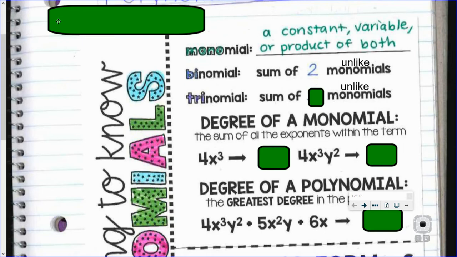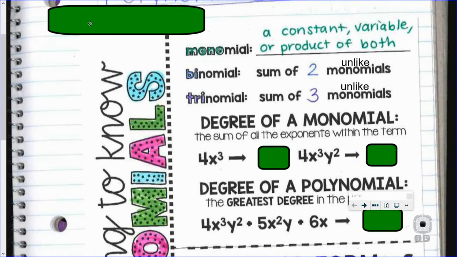So if two terms is a binomial, three terms is a trinomial. So we can define that by saying the sum of two unlike monomials, or the sum of three unlike monomials.